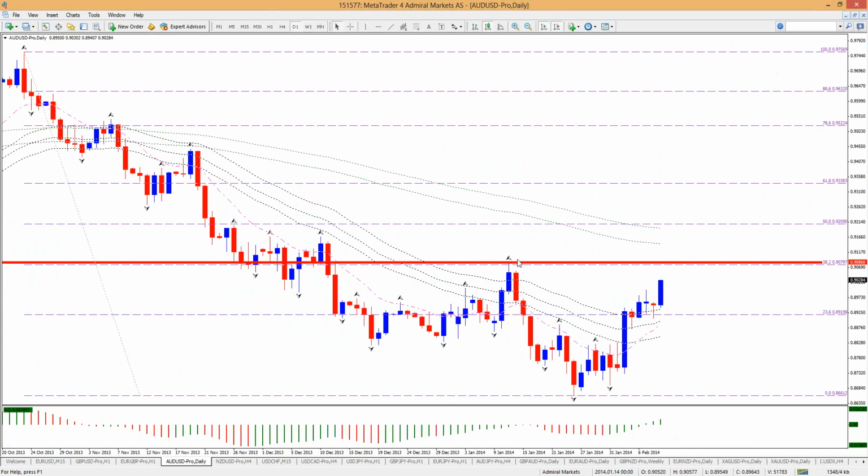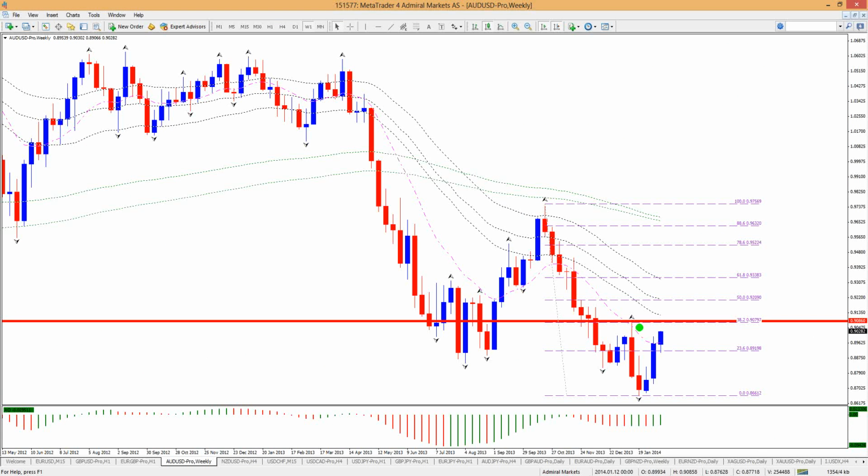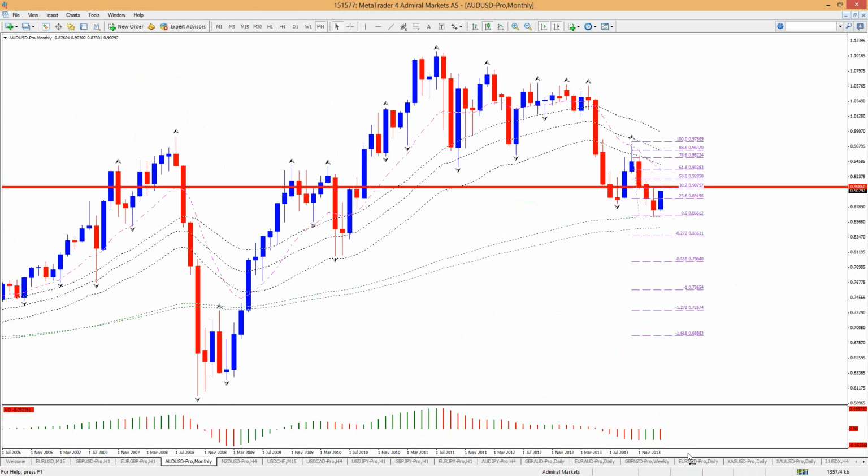If we break the 38.2 fib and break this top, then the next target would be the top of this green band and the 50 fib at 92.10. And we could see that continue there. From the weekly perspective, the 90.80 is also a target. Why? Because there's a weekly resistance level right there. And not only that, it's last month's high.